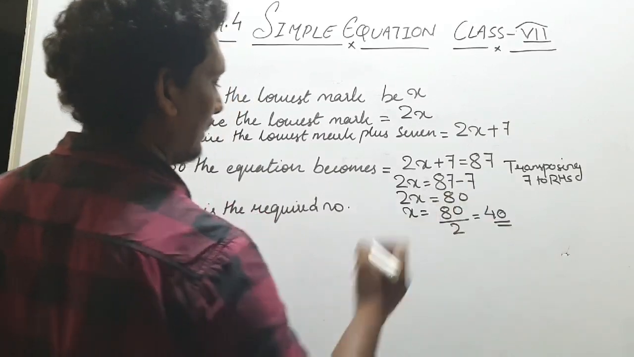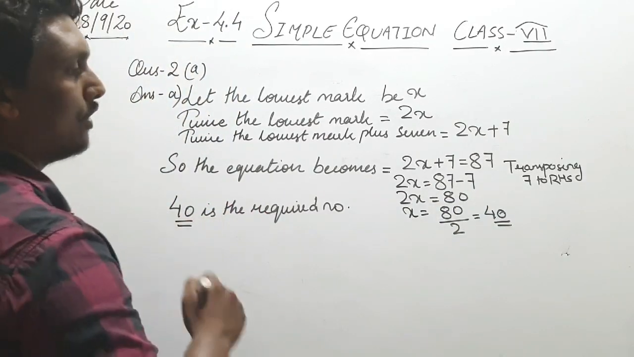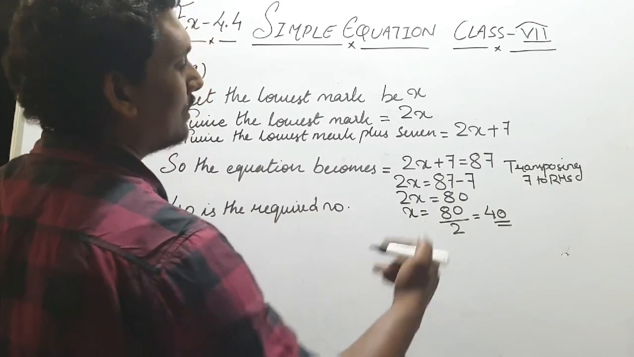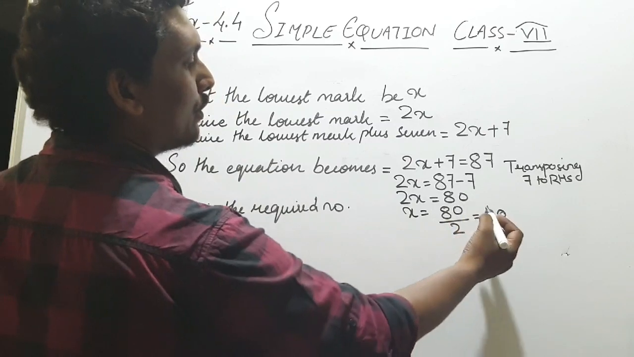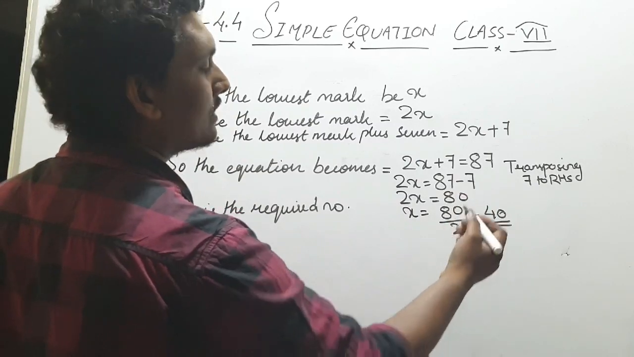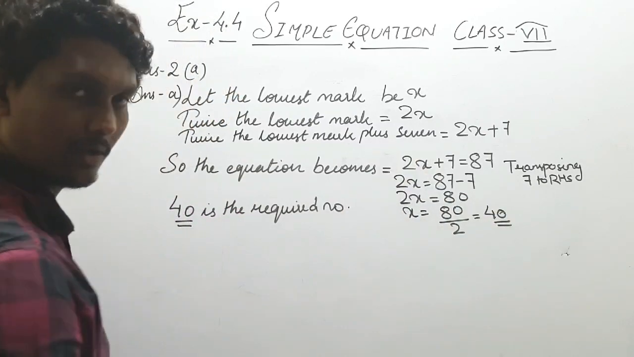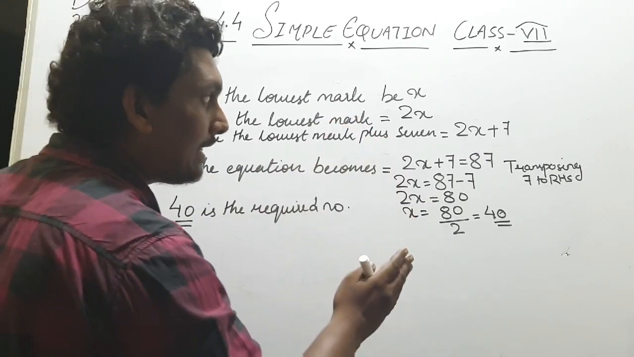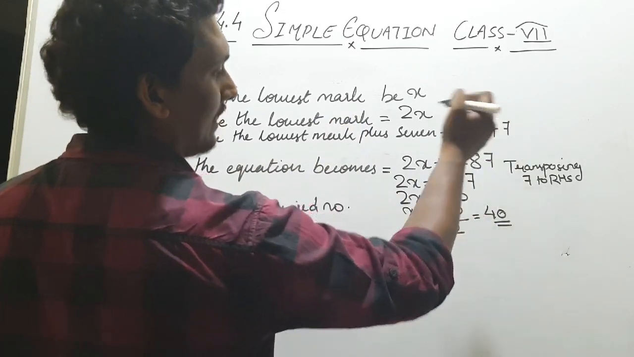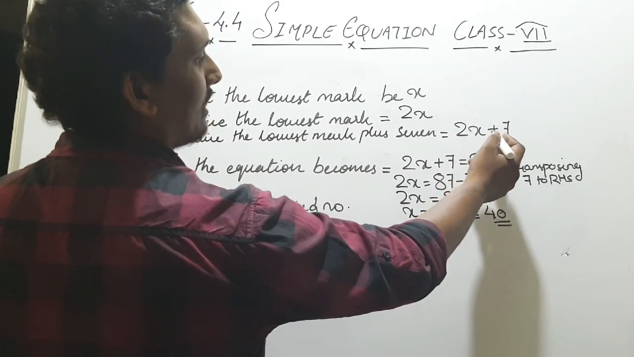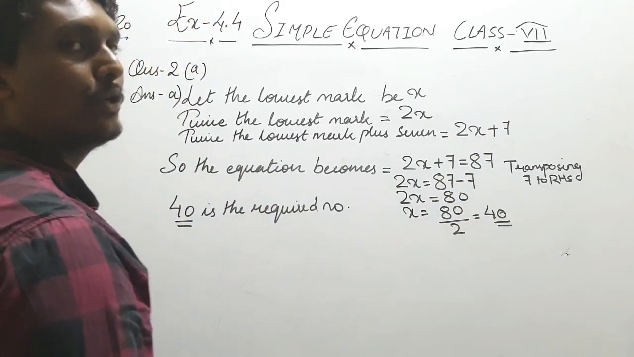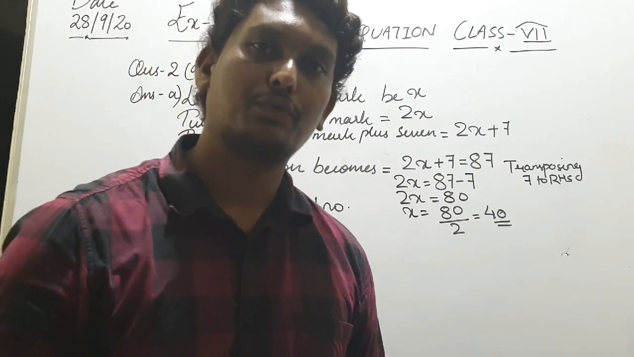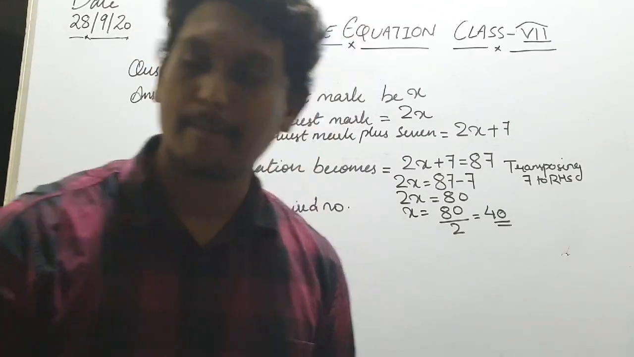Now how? This is number x, 40. Twice of 40 means 2 into 40 is 80. Okay, and 80 plus 7, 2 into 40 plus 7, what does it give? 87. So this is the solution for this question. Just go through it.